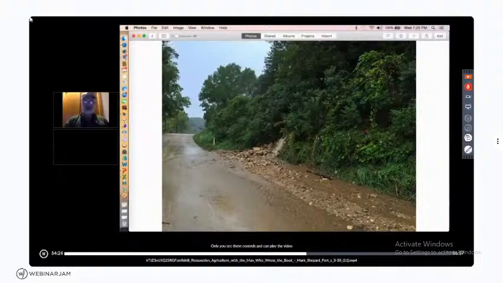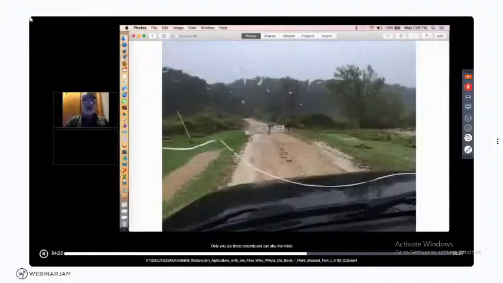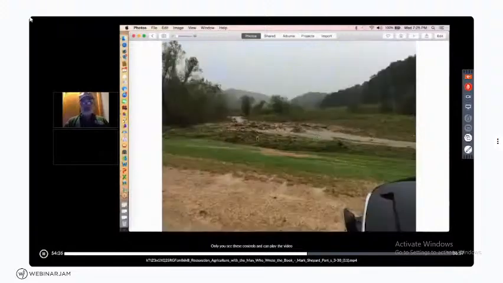Bridges out, road closed. You see my screen where it said, "Mark, are you having fun yet?" So this is somebody's soybean field getting totally covered with rocks. How are you going to deal with that?